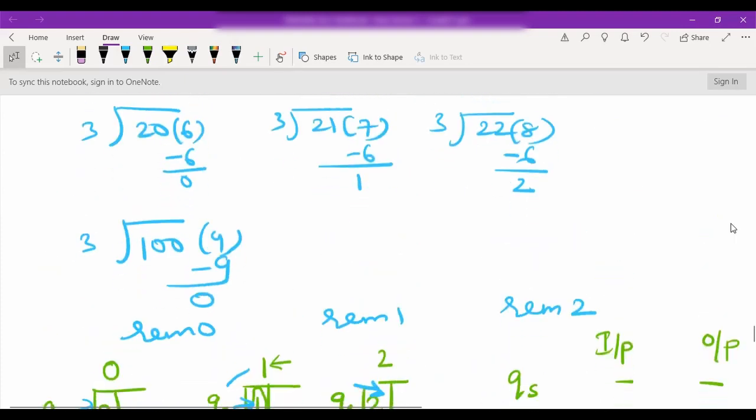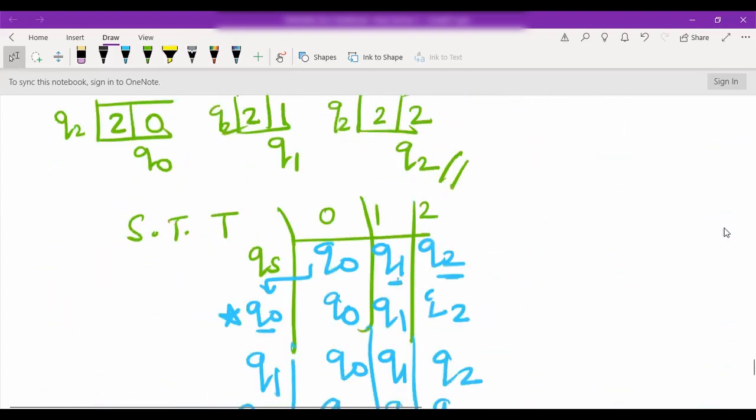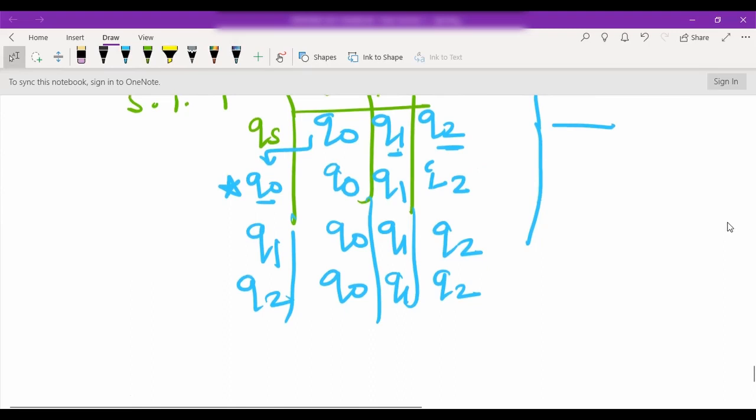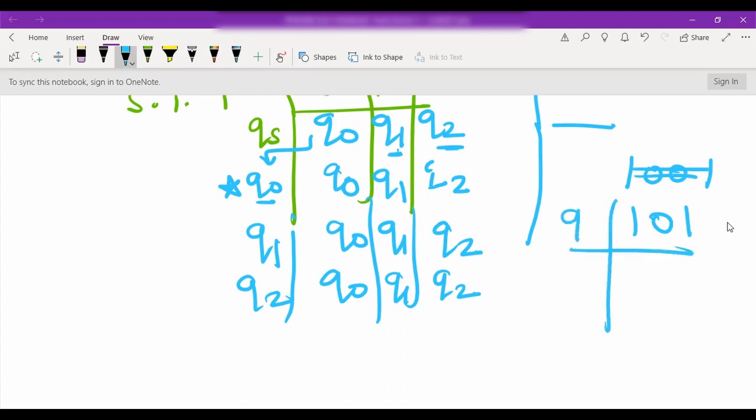How many numbers have we considered? We have considered number 9. Now we will consider number 10. What is number 10? Sorry, number 10 is 101. What is the remainder of number 10? Number 10 is not divisible by 3, leaving the remainder 1.